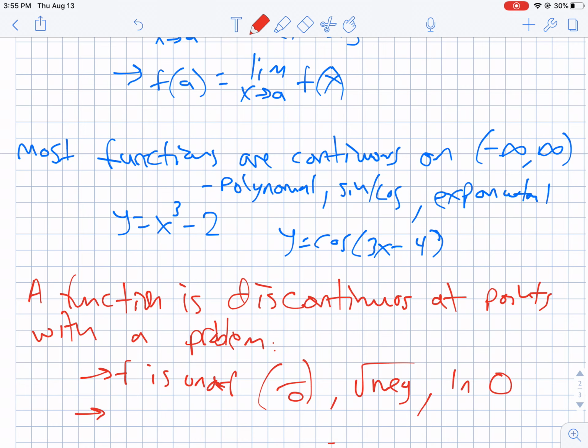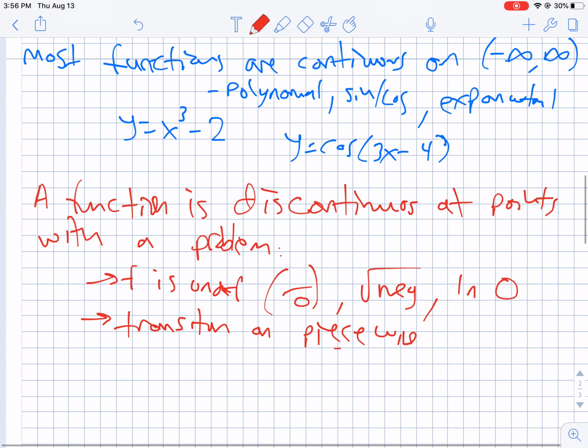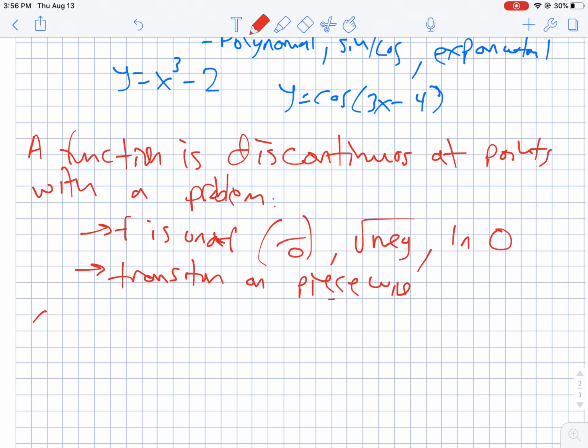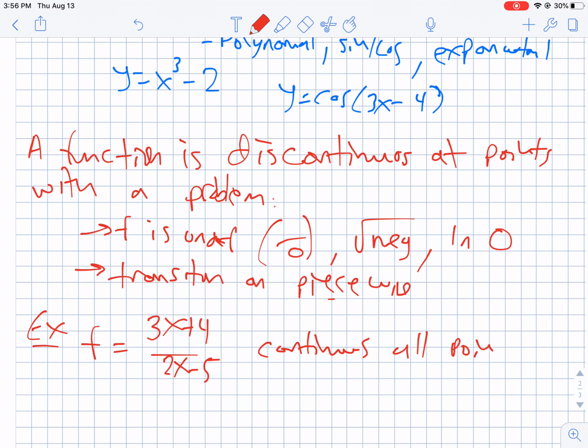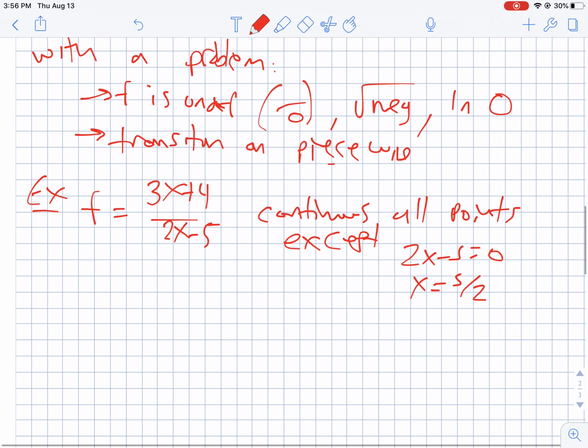It might also be a problem at the transition on a piecewise function. Okay, so for example, if I give you f equals 3x plus 4 over 2x minus 5, you look at something like this. This is continuous at all points except where the bottom is equal to 0. So instead of trying to see where something is continuous, try and see where it's not continuous. So all points except where 2x minus 5 is 0, so where x equals 5 halves. So everywhere except 5 halves, this is a continuous function.